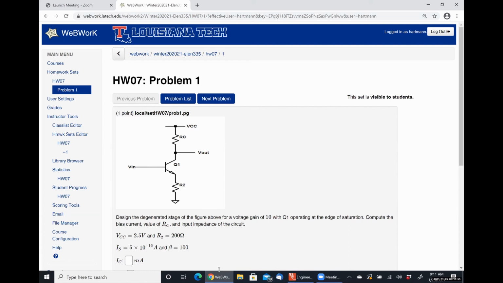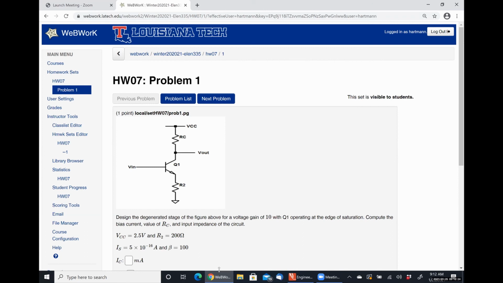We are told that we want a voltage gain of 10. They mean voltage gain magnitude of 10 because as we saw, common emitter amplifiers always have a negative voltage gain. So don't stress yourself out trying to figure out how to make it positive 10. You're not. The magnitude of the voltage gain is 10. And you're told that it's operating at the edge of saturation, which is going to help you develop your equation.